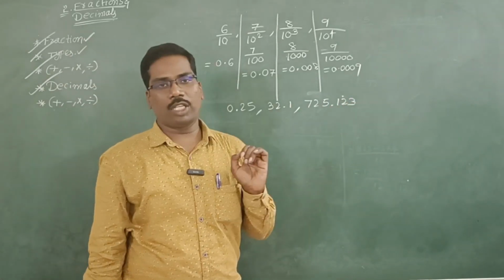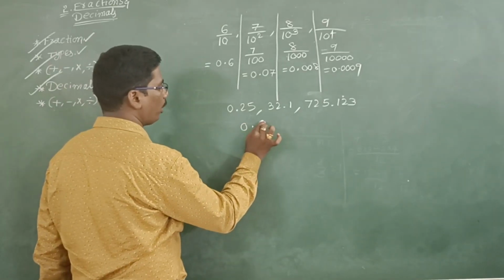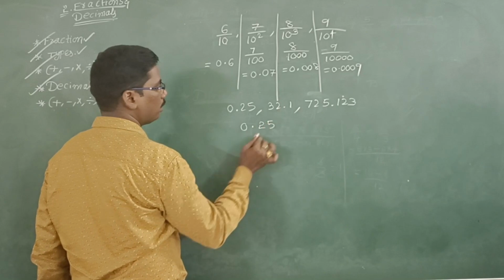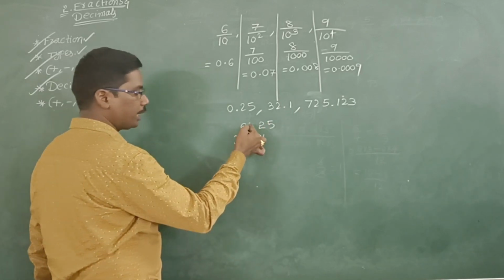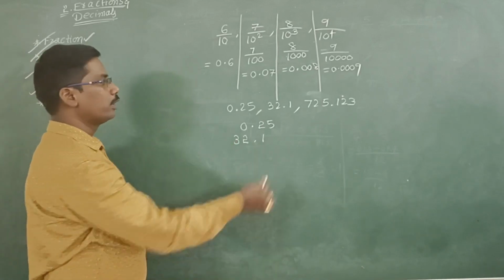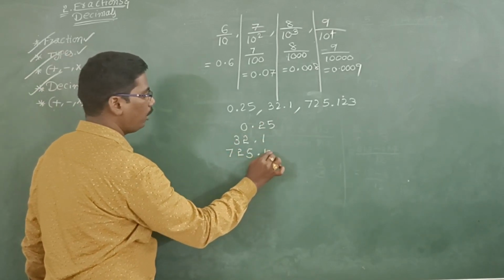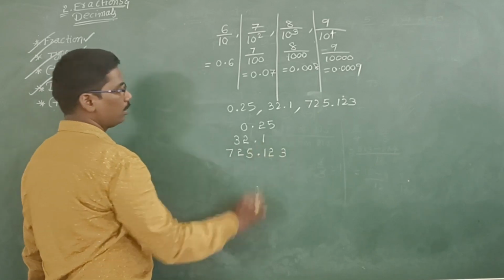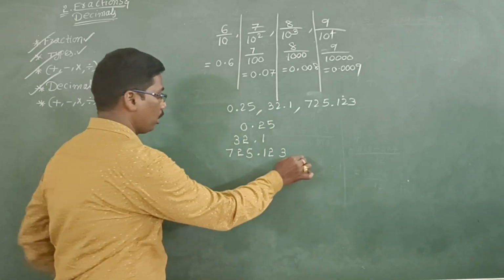Add these three numbers they are giving. First of all, you write 0.25. Next, 32.1. So the decimal should be in a straight line. Next, 725.123. Now see, if I want to add, some digits are missing here.